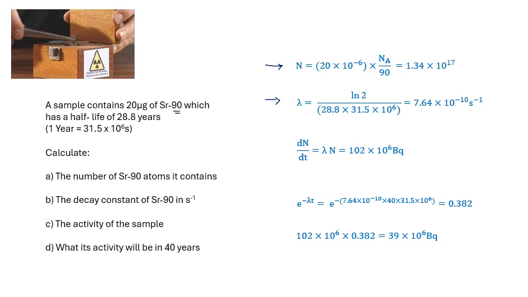102 times 10 to the 6 becquerel is dN/dt. The activity of the sample, that's that. What its activity will be in 40 years. So what I've done is work out e to the minus lambda t. And that tells me that in 40 years, there will be 0.382 left. There will be 38% left. And so the activity after 40 years is just 102 megabecquerel times 0.382, which is 39 megabecquerel.